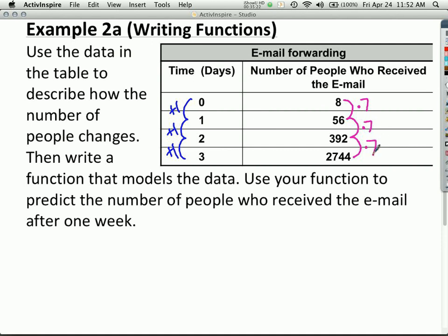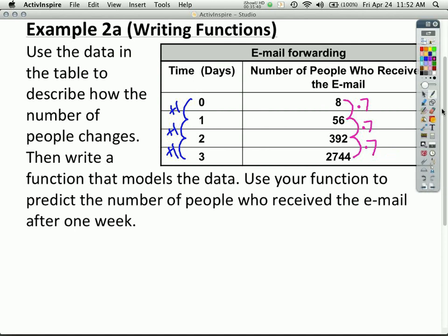Anytime you see data, a set of data start out really small and then explode pretty quickly, there's a decent chance it's exponential. Although it could be quadratic because it could go really high and then come back down to be low again. So now we know which type of model. It's exponential. So what we're going to do now is write an exponential model for this scenario.